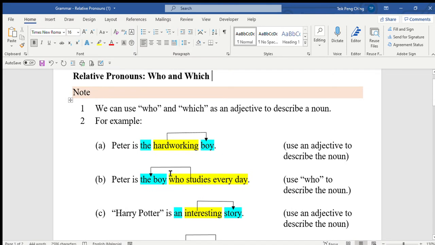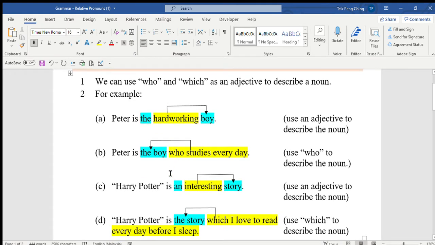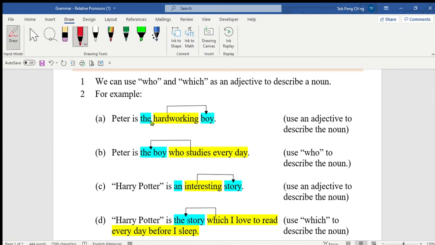Ada dua cara. Okay. Now look at the first one. Peter is the hard-working boy. The first method, we can use an adjective to describe a noun. Okay, kita boleh guna kata adjective, to describe a noun.